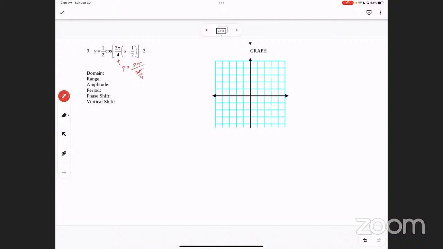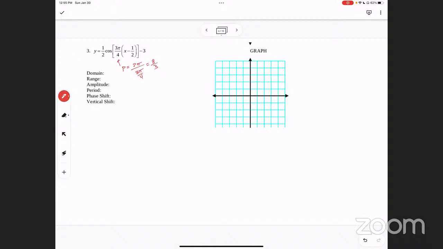Flip and multiply. The pi's cancel, and you get 8 over 3. So your period is 8 over 3. Again, they like to do this for your honors pre-calculus. They give you these really goofy numbers, so you have to deal with fractions, whatever. There's your period. Notice there's no pi's in this.